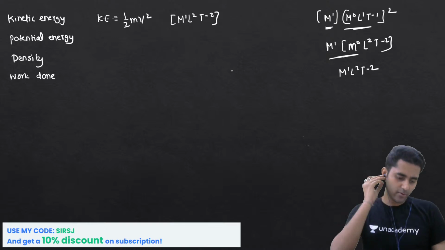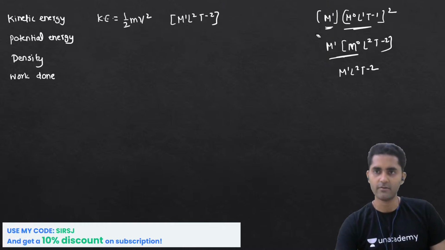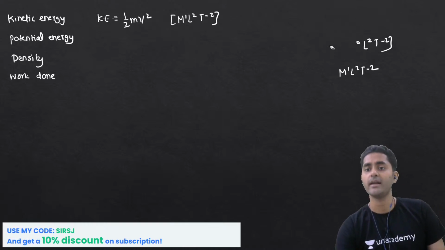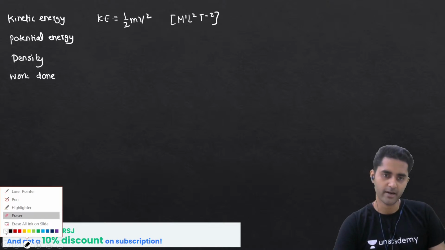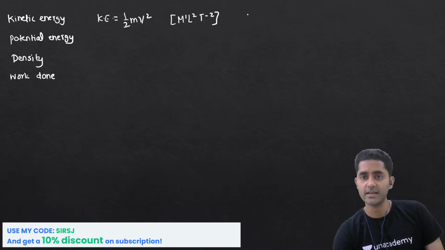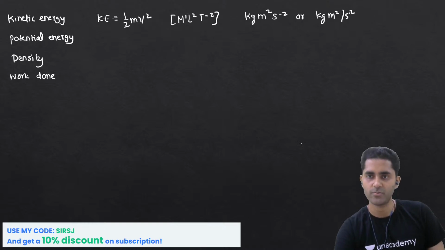Now you see, if you just try to find the SI unit of kinetic energy, what will it be? For mass it is kg, kg power 1. For length it is meter, and meter square because L square, and time s minus 2. Or you can write it as kg meter square per second square.